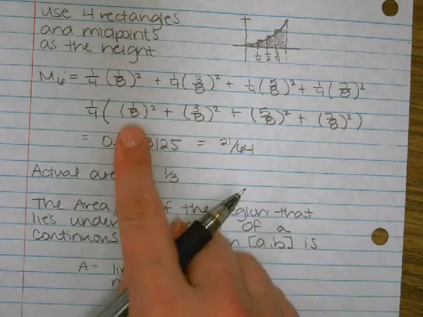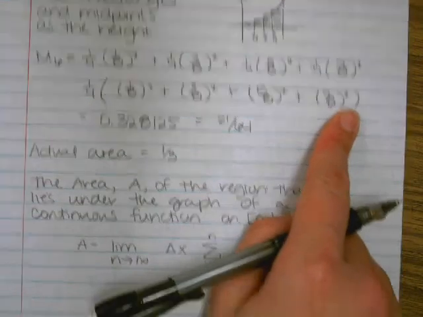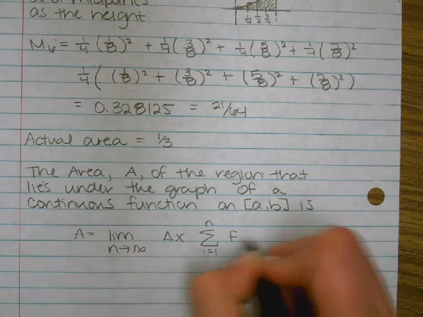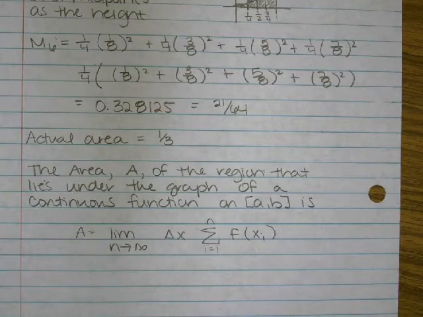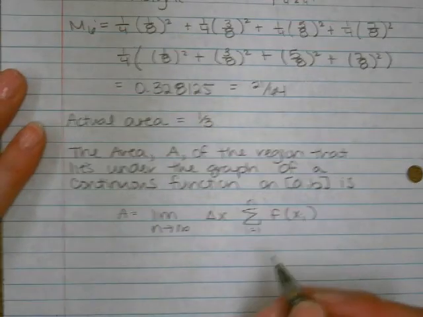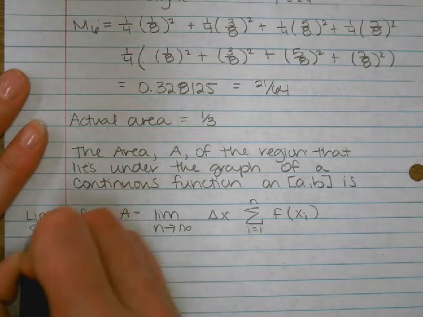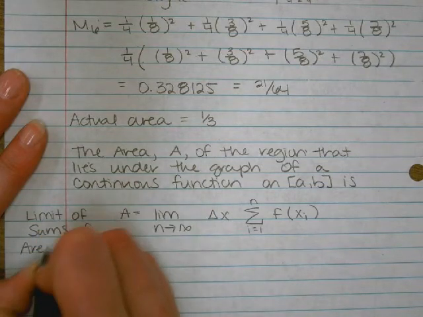And that's what we did here, we were doing a summation. We were taking a pattern of numbers and adding them together. So that's a summation of f of x sub i. So this is the formula, and I'm about to define what each of those things are. This is called the limit of sums of areas of rectangles.